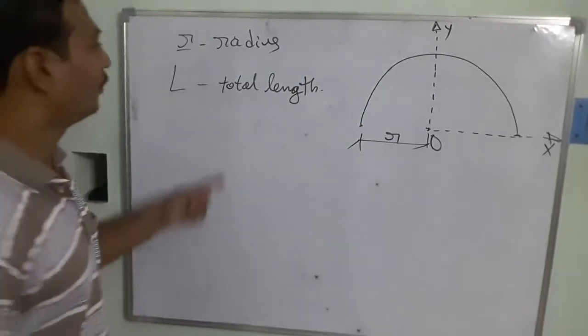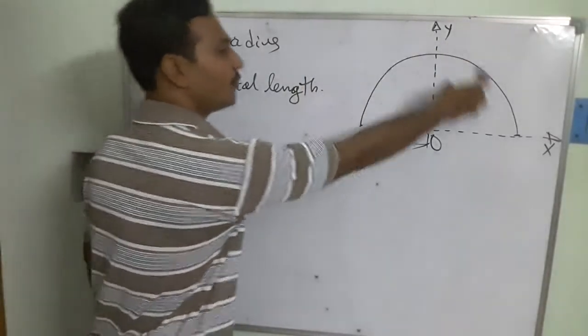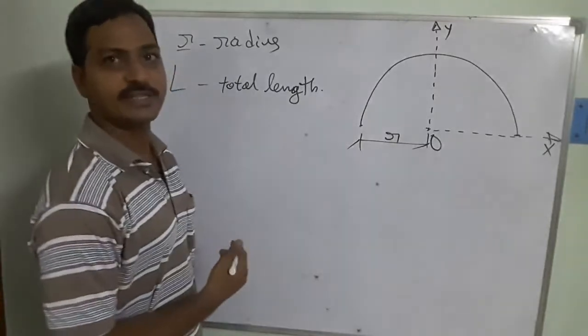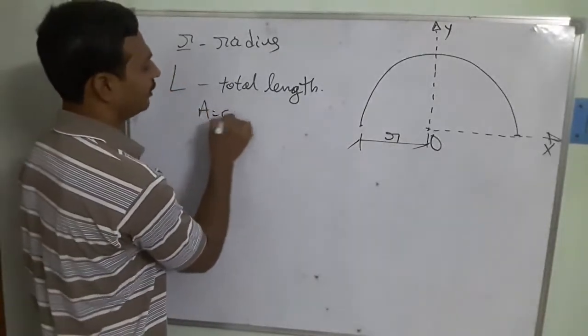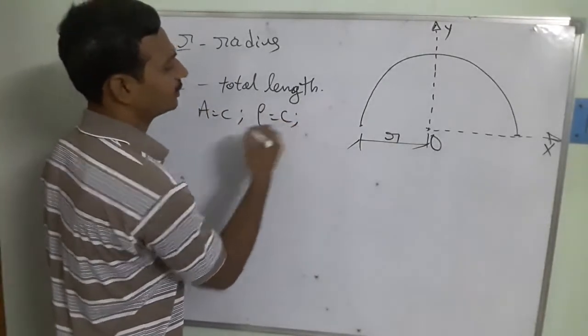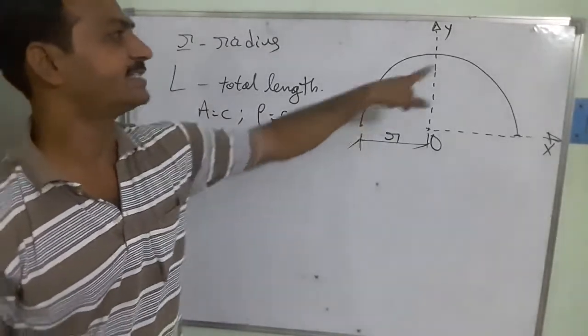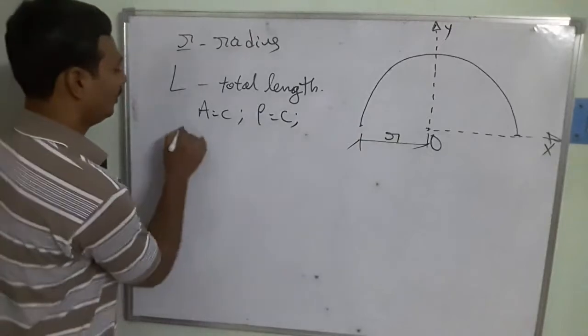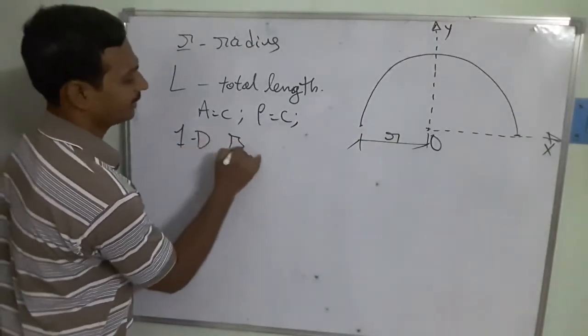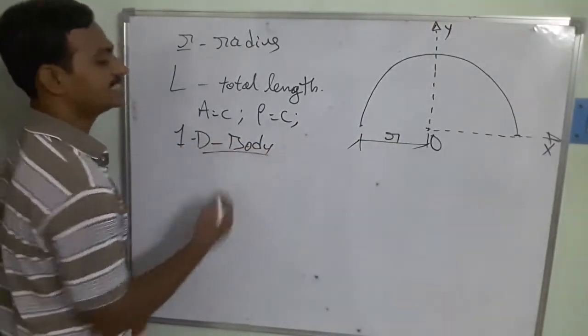At the same time, we assumed that it is going to be a uniform cross section, uniform homogeneity. That means the density is there. A is going to be constant and the density is also constant. So when the density and the area are constant, it is very clear that this is going to be a one-dimensional body. What is this one? This is the one-dimensional body.